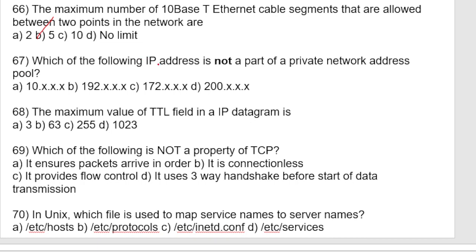Which of the following IP addresses is not part of the private network address pool? So basically this is not the part. D. The maximum value of the TTL field in an IP datagram is, TTL means time to live. The option is 255.